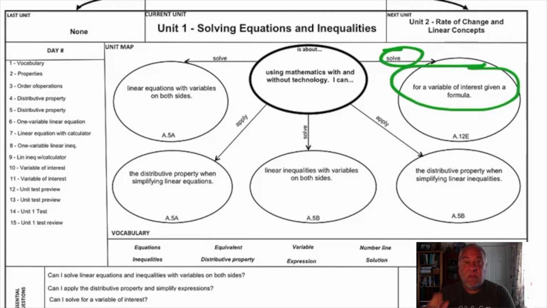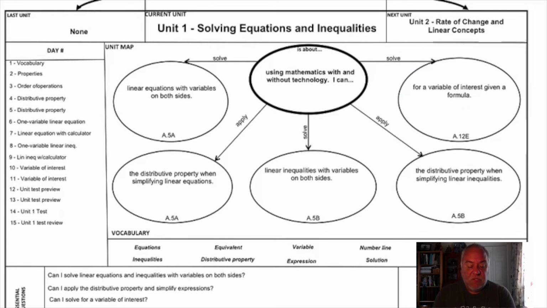In other words, take the variable you're looking for and get rid of everything else on that side of the equation, whether you're adding, subtracting, multiplying, or dividing. So it's really a test of, can you use the properties of equality. Okay, so that's basically what we'll be doing in this particular unit.